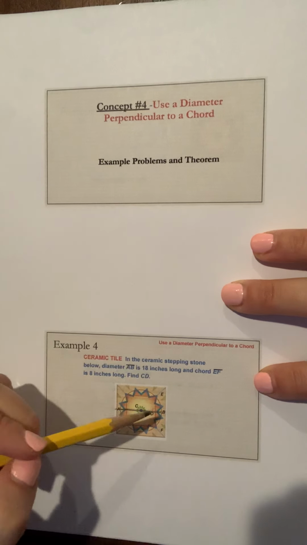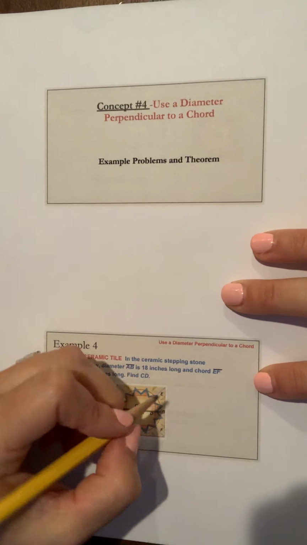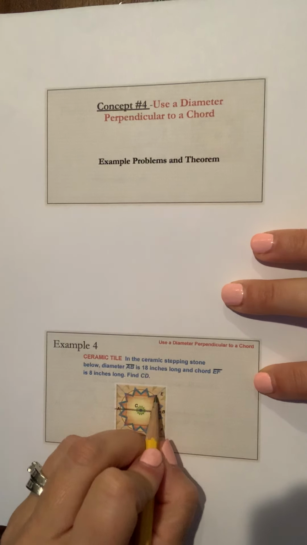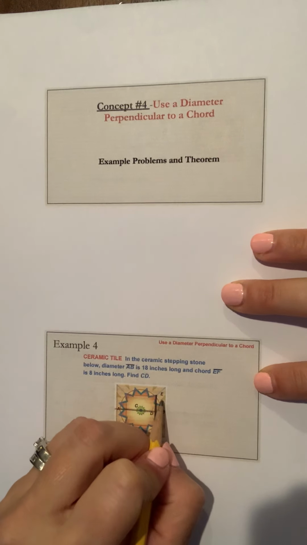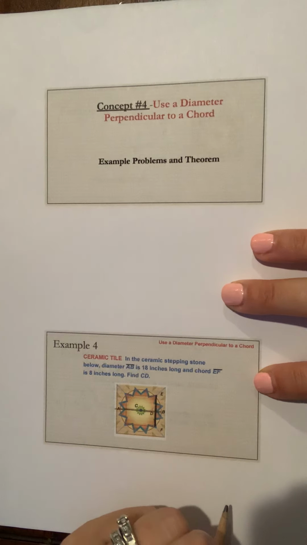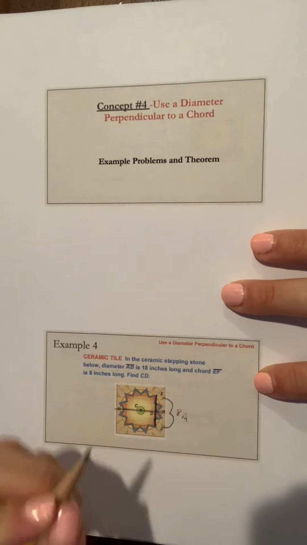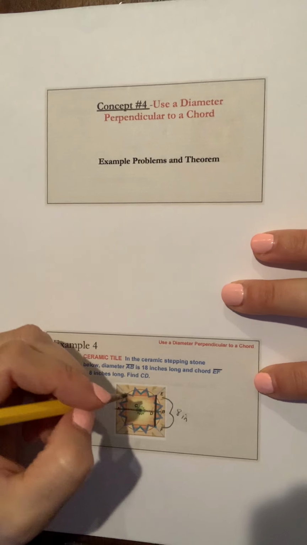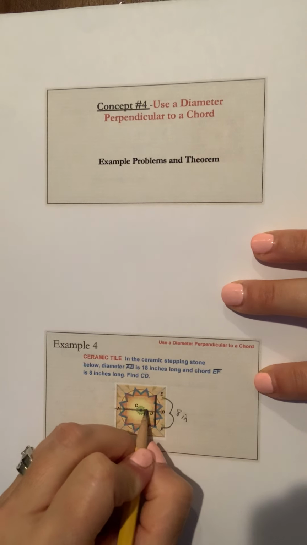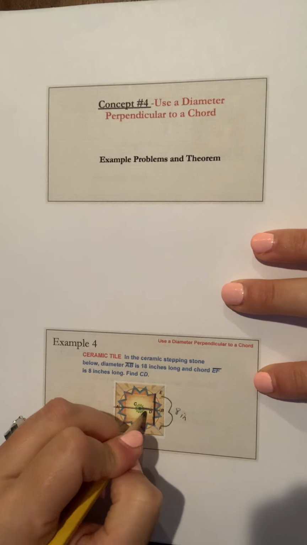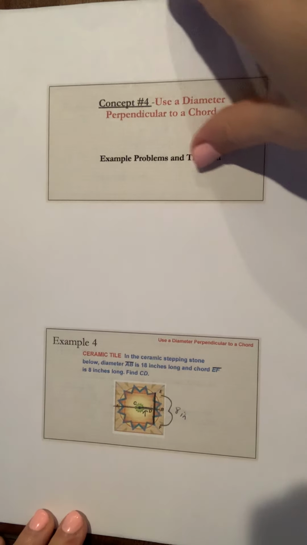And chord EF, so this chord right here, I'm going to try to mark it so you guys can see. Chord EF is about 8 inches long, okay? So this entire chord right here is 8 inches. They want us to find CD. So they want us to find this little part of the diameter. Okay, so I'm going to flip to the next one. All right, I pulled it back right here.